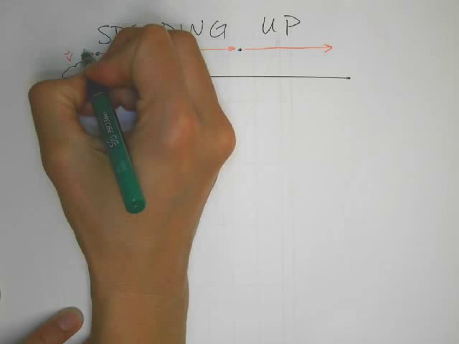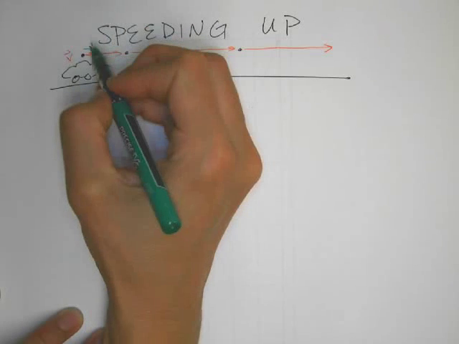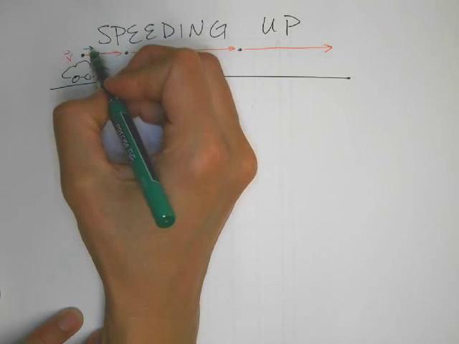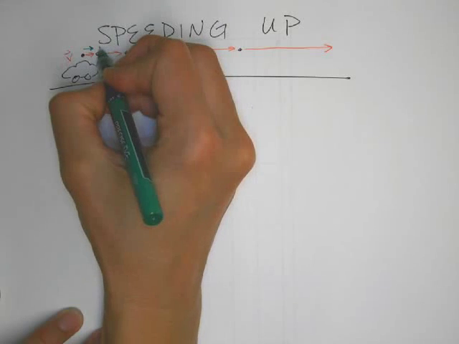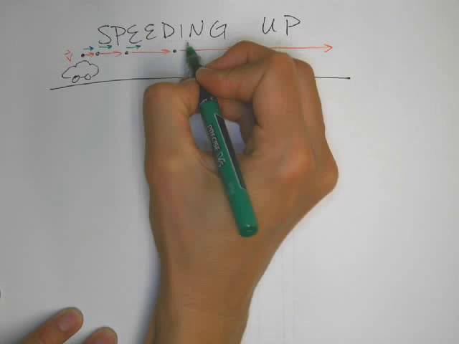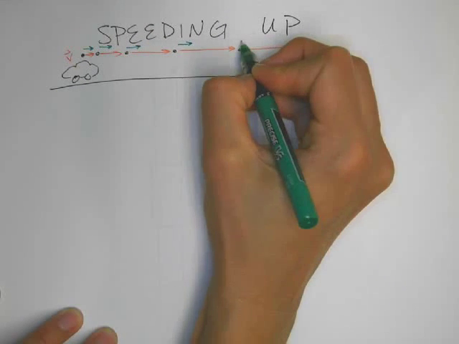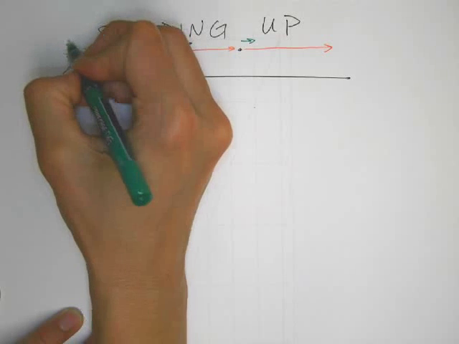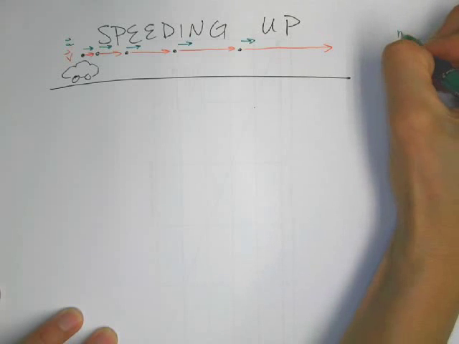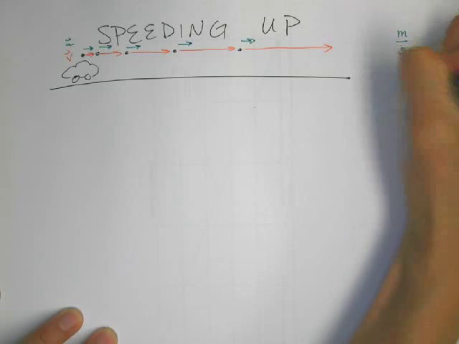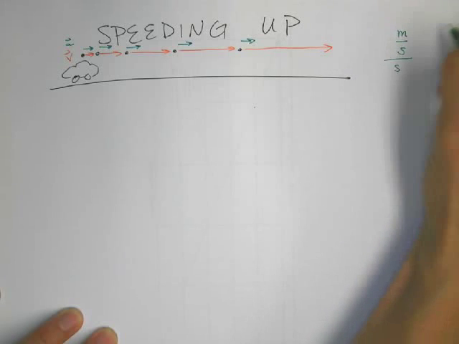I can also put acceleration arrows. Because my velocity is increasing, my acceleration arrows are going to point in the same direction as my velocity arrows. The unit of acceleration is meters per second per second. We also call this meters per second squared.